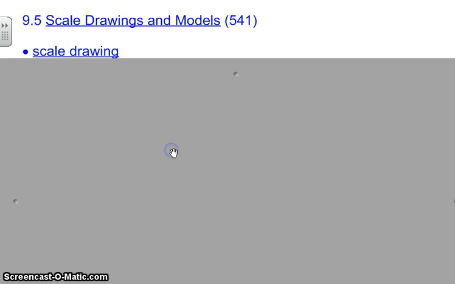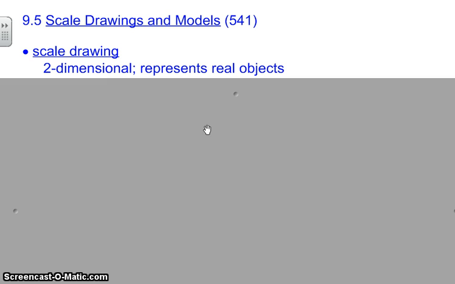Okay, so this is our last section for Chapter 9, Section 5, Scale, Drawings, and Models. So our first is a scale drawing. How many dimensions would be in a drawing? How many dimensions, Max, in a drawing? 2D, right, two-dimensional. So a scale drawing is a way to show, usually we show really large things in a smaller format, right? Two-dimensionally. Sometimes we show small things though.